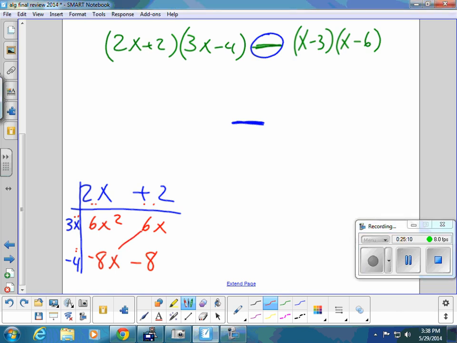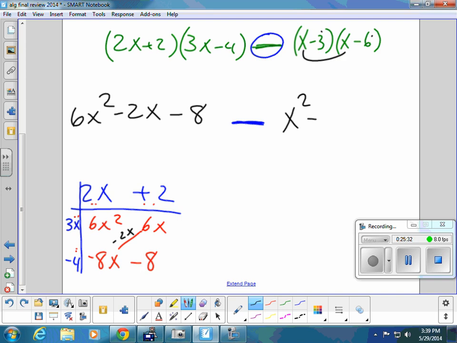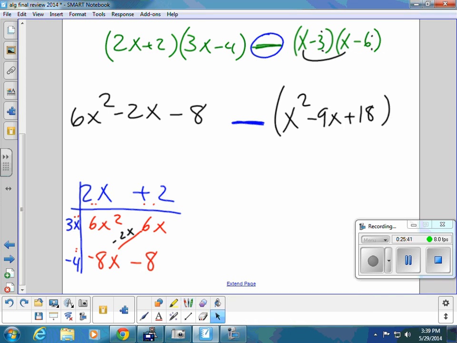Okay, so as usual with the box method, usually combine the diagonals. This is going to combine to a negative 2x. Okay, so this answer here is 6x squared minus 2x minus 8. We're going to subtract that from, we'll FOIL this one, so I'm going to go x squared. I'm going to add these two together, which is negative 9x, and multiply these two together, which is positive 18. I believe I did that right. I kind of did it quick. Good, yeah. Okay, how did I do that? I did first, outer, inner, and then last, the FOIL.